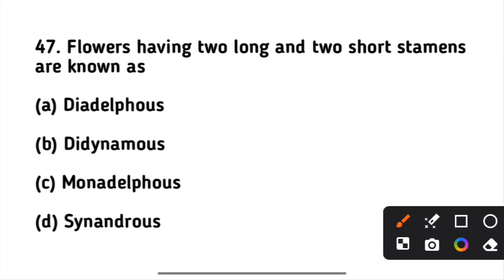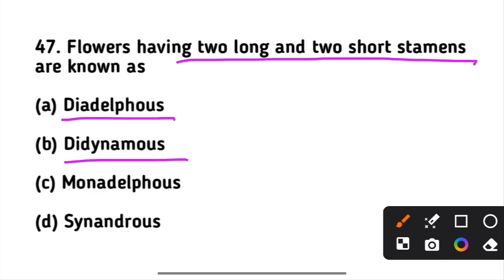Question 47. Flowers having two long and two short stamens are known as didelphous, didynamous, monadelphous, syngenesious. Option B is correct, didynamous. Flowers having two long and two short stamens are known as didynamous.